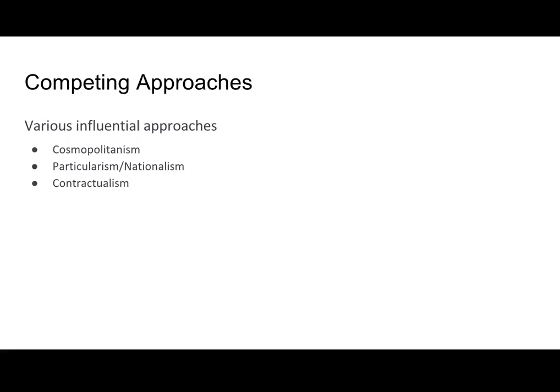Okay, let's talk about some competing approaches. At least three, and there's obviously many more than three, but three major types of approaches to global justice: cosmopolitanism, particularism and nationalism, and contractualism.